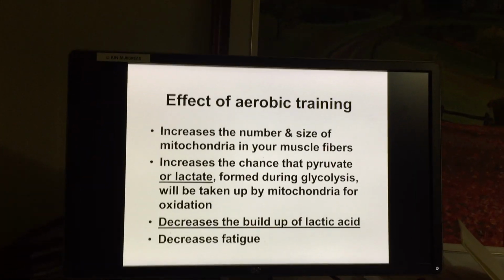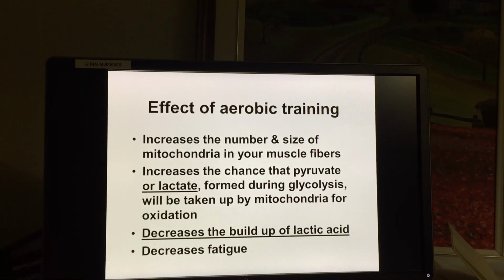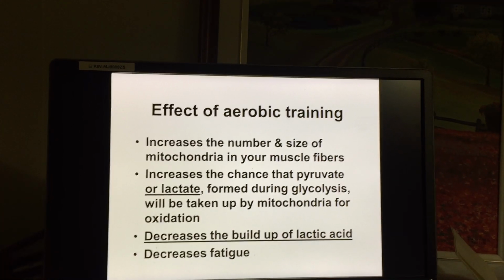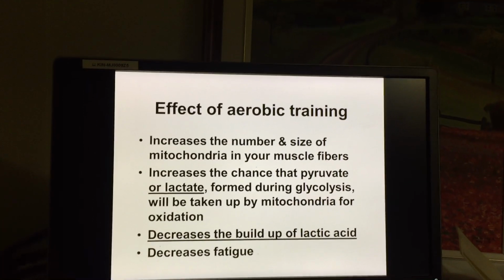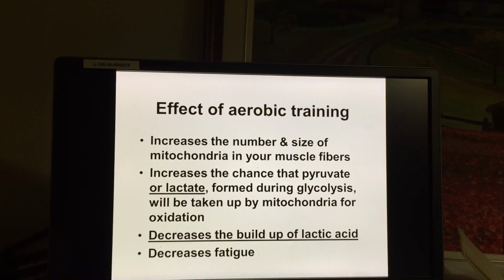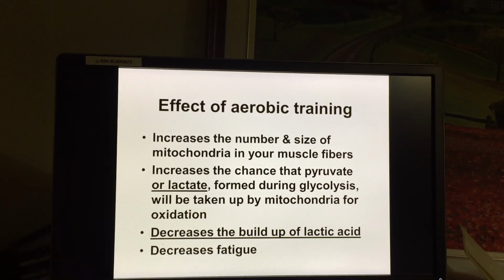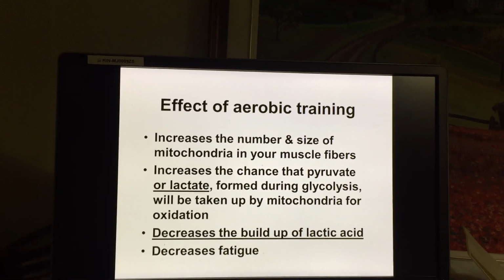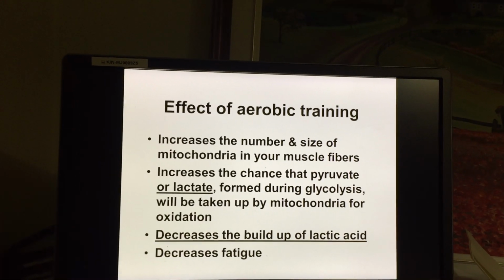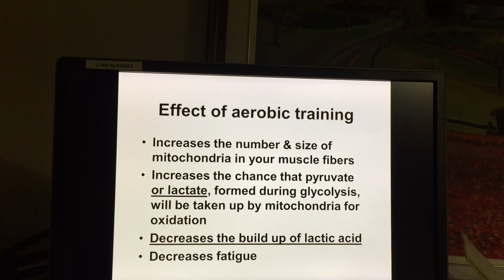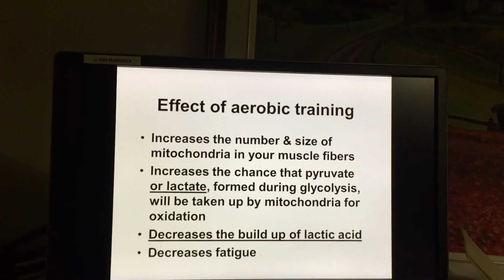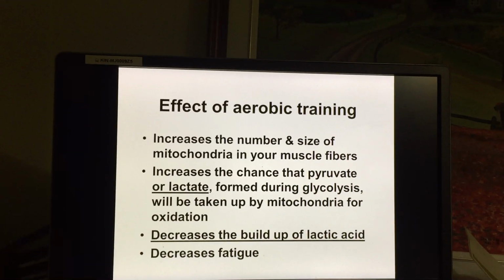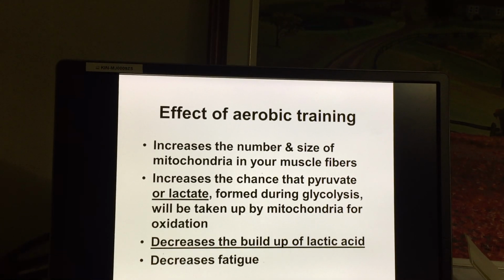So this is a summary of the effects of aerobic training. You get an increase in the number and size of mitochondria in your muscle fibers. It increases the chance that pyruvate or lactate formed during glycolysis can be taken up by the mitochondria and be oxidized. It decreases the buildup of lactic acid. So that's a characteristic of an endurance trained person. A very highly endurance trained person can exercise at a very high work rate, so a very high intensity, without having that great of a buildup of lactic acid.